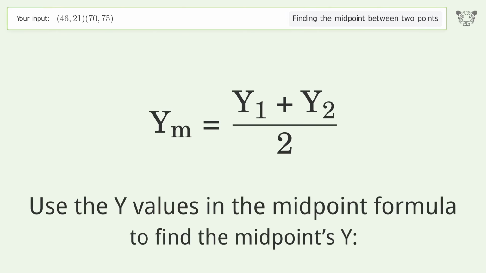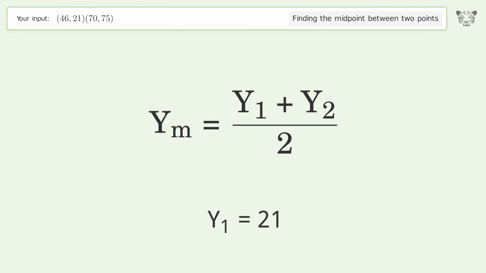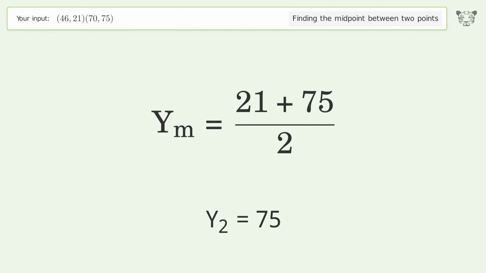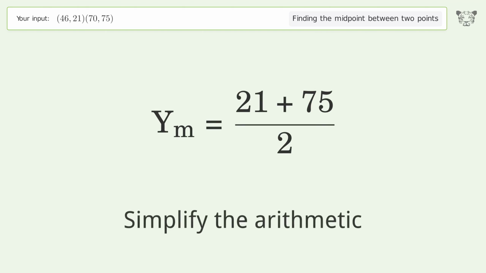Use the y values in the midpoint formula to find the midpoint's y. y1 equals 21. y2 equals 75. Simplify the arithmetic.